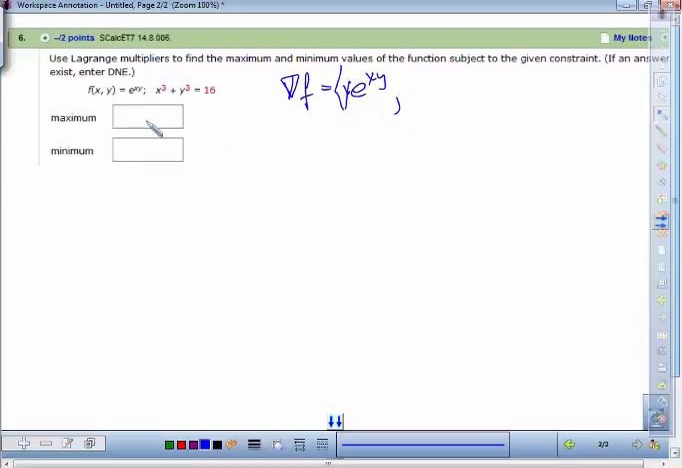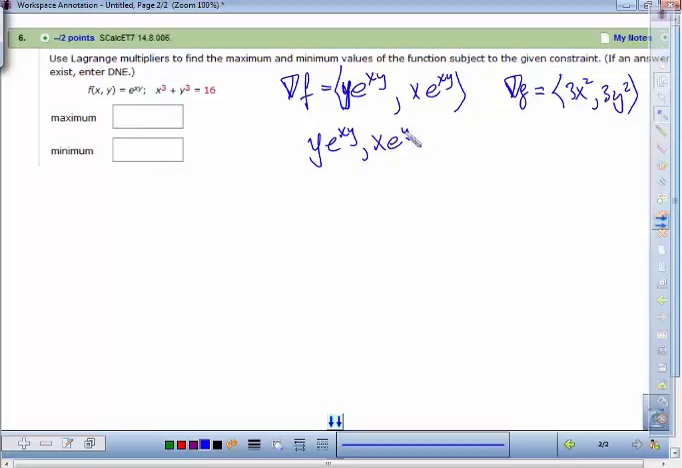And then that's the first part of your gradient, and the second part of your gradient is e to the xy times the derivative of xy with respect to y, which is x. And then your gradient for g is equal to 3x squared and 3y squared. So we're going to set them equal to each other with a lambda.